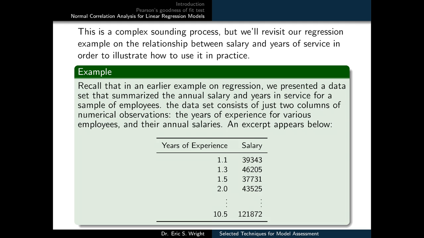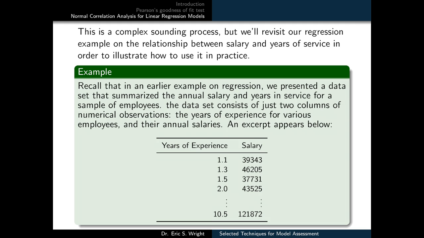Now, this is a complex sounding process, to be sure, and none of it should be obviously true. But if we recognize that we now have a statistic, script R, that appears in another statistic, zeta, for which we have a sampling distribution, the standard normal distribution, then we're well situated to compute that aggregate statistic of zeta from a data set and determine if it is behaving as we expect it to for particular values of rho. We'll illustrate that with an example.